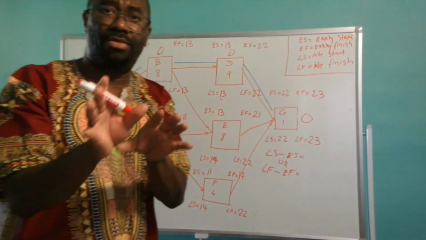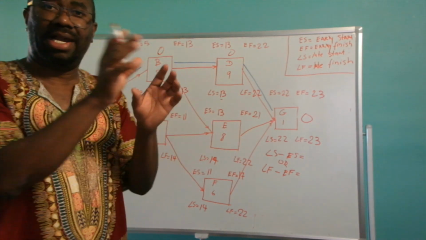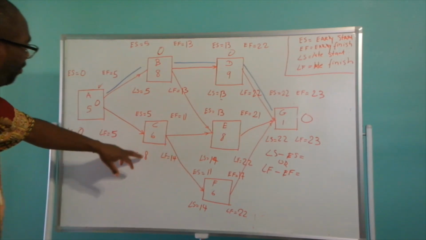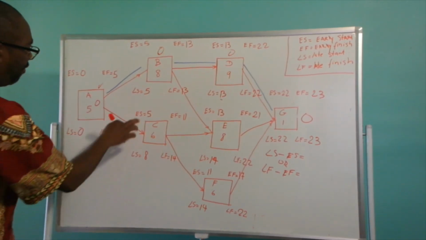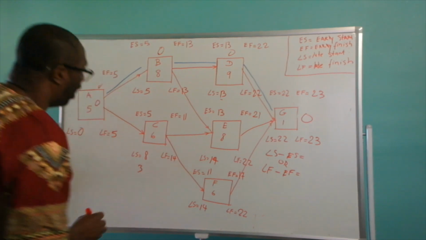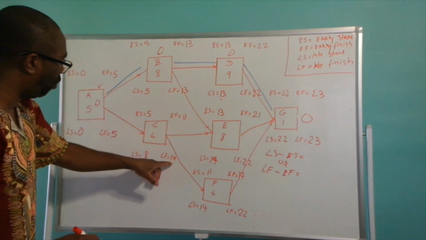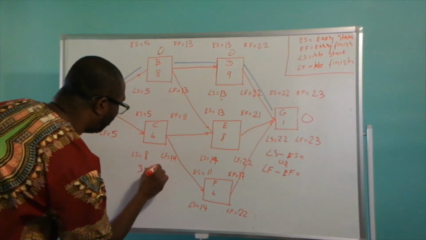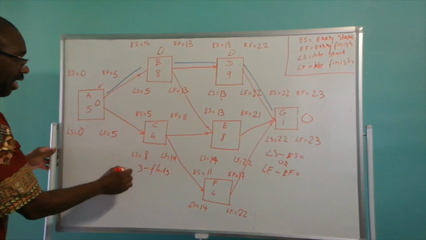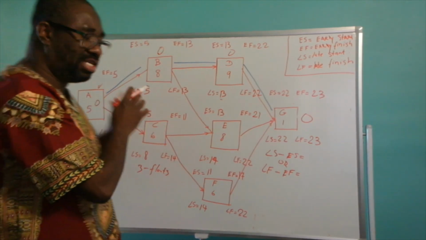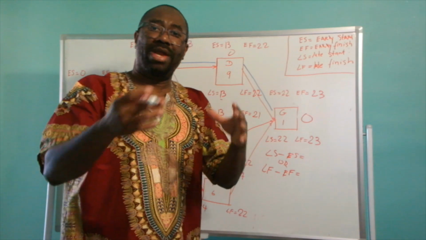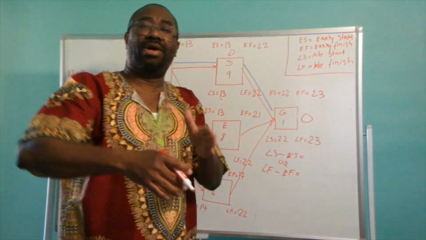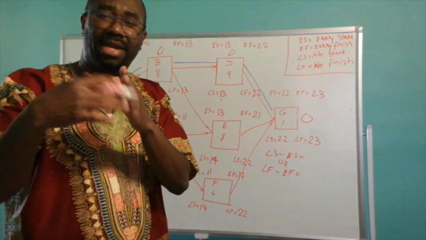So let us check out the remaining activities and see what the floats are. We come to activity C. If you notice, 5 from 8 is 3, and you're supposed to get the same thing, 11 from 14 is 3. So activity C has a float of 3 days. Right? That means when you finish activity C, you can allow it to remain for another 3 days before you begin the next activity.